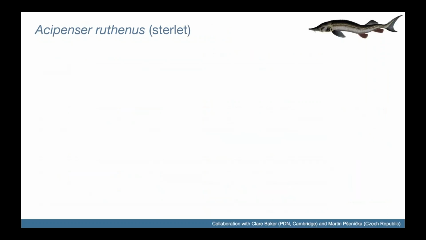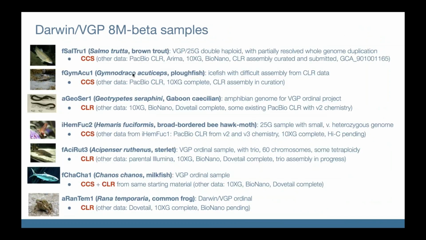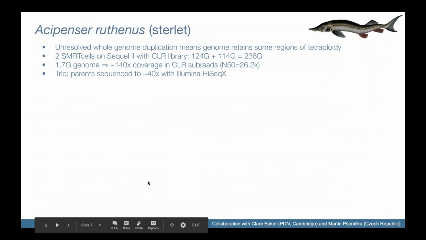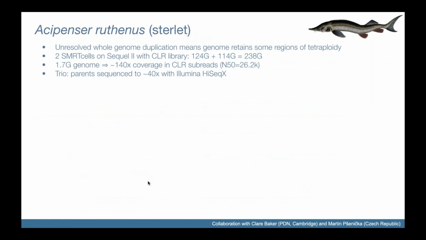So I was just going to run through two of these samples here. I'll run through some results from the sterlet, where we have the trio assembly, and from the milkfish, just to give you an idea of some of the qualities of the data. For the sterlet, we sequenced 2 SMRT Cells. Both had over 100 gigs in yield per SMRT Cell. It's about a 1.7 gig genome, which means we're quite high coverage in CLR data here, and the read N50s were quite good as well.